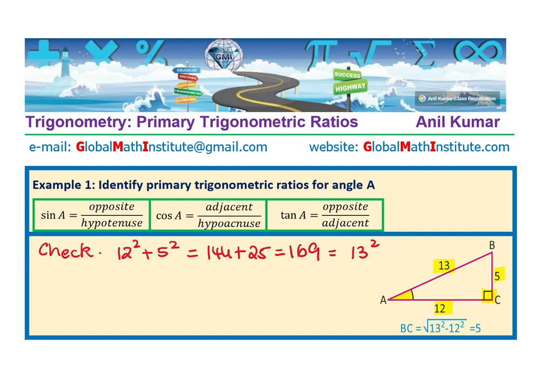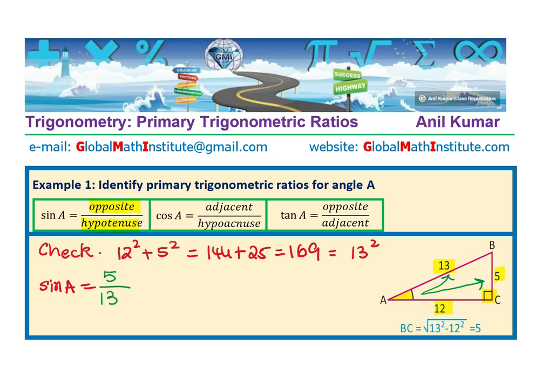Now once we know this is a right angle triangle, we can calculate the trigonometric ratios. So let's find sine A. Sine A is the ratio of, as I've written here, opposite to hypotenuse, correct? If you look from A, the opposite side is 5, so I'll write 5 here, and hypotenuse is 13. So we get the value of sine A.